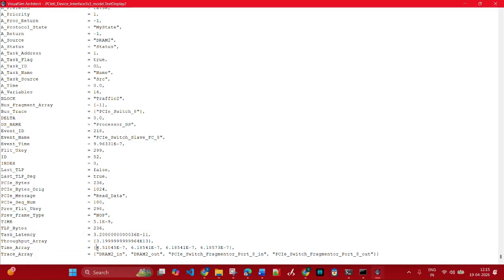So my DRAM, it went in here at 0.45 microsecond, and it came out at 0.61 microsecond. So the difference is the time consumed in DRAM, in and out. And similarly, from PCIe in to out, the difference is very few milliseconds. So this is like this.